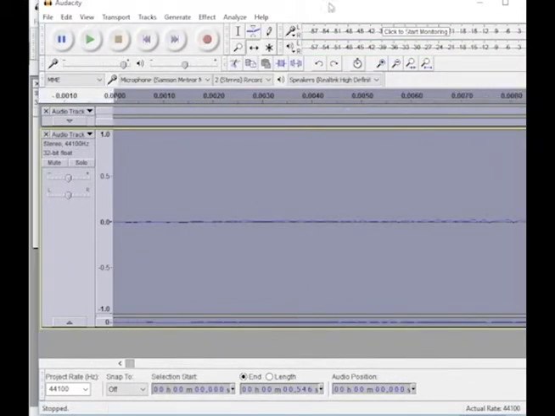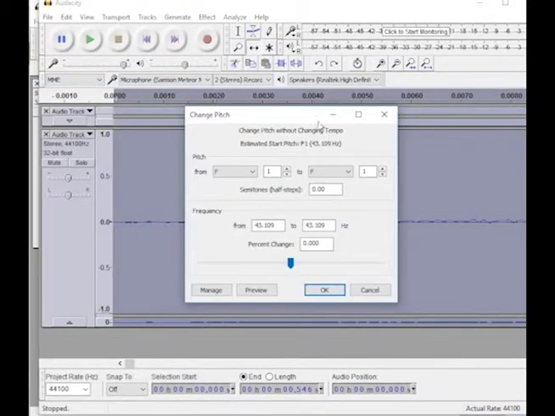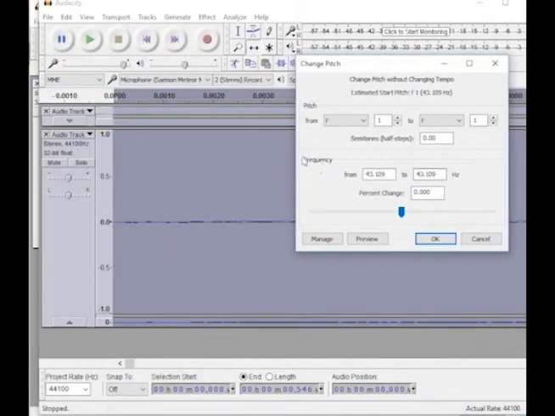What I'm going to do with this is change it to make it sound lower than my actual recording. So I'm going to go to change pitch. I'm going to look at this part right here. The frequency is going to be from 43, and I'm going to decrease the frequency here. Higher frequency means higher pitch, and lower frequency means lower pitch, which means lower voice. So I'm going to decrease that.